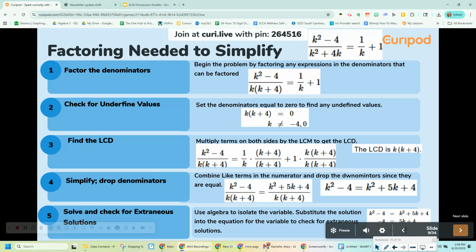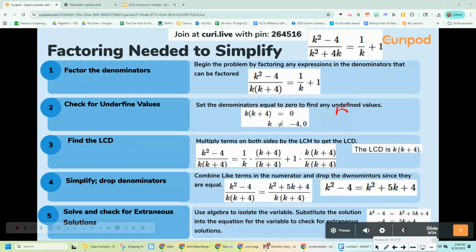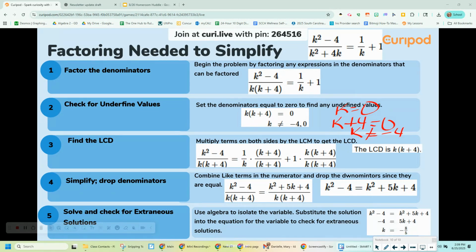Now we can see we have several denominators here that we need to set equal to 0 to find those undefined terms. We have k and k times k plus 4. So we're going to set k equal to 0, and k plus 4 equal to 0. So k is going to equal negative 4. So we know k cannot equal negative 4 and k cannot equal 0 when we find our solution.